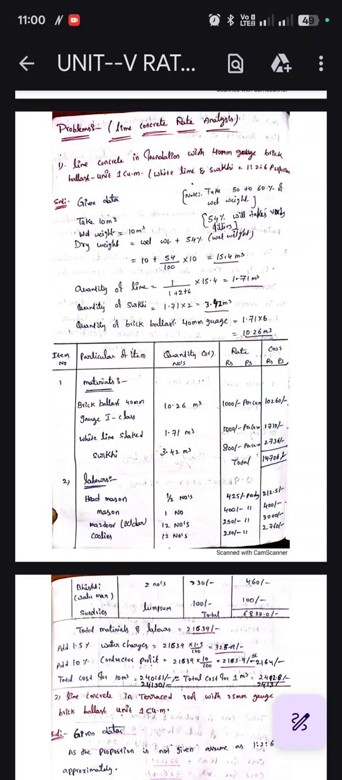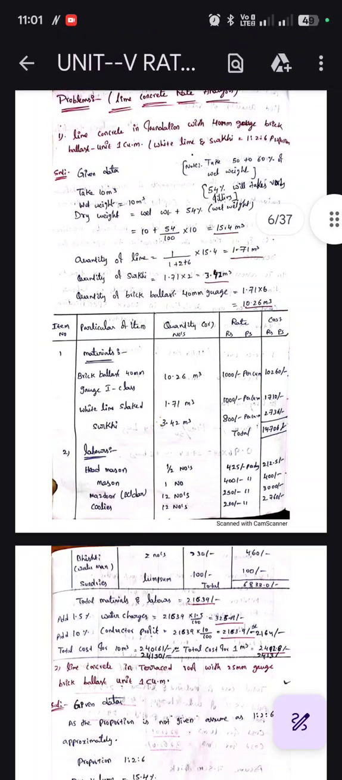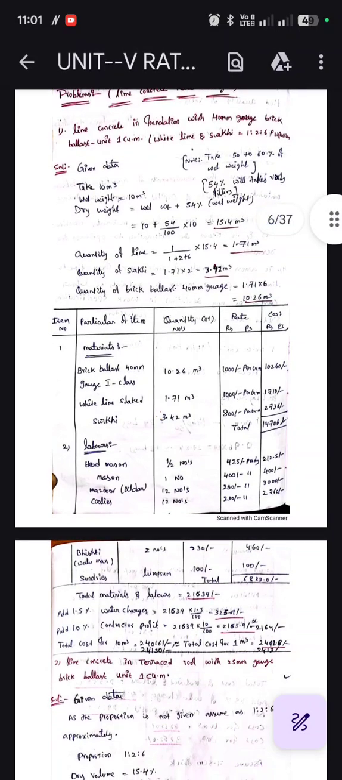First, write the given data. In this question the unit is 1 cubic meter, but I will take 10 cubic meters and convert it into 1 cubic meter at the end. So take 10 cubic meters as wet volume. Dry volume is equal to wet volume plus 54% of wet volume, so 10 plus 54 divided by 100 into 10. Now the dry volume is 15.4 cubic meters.